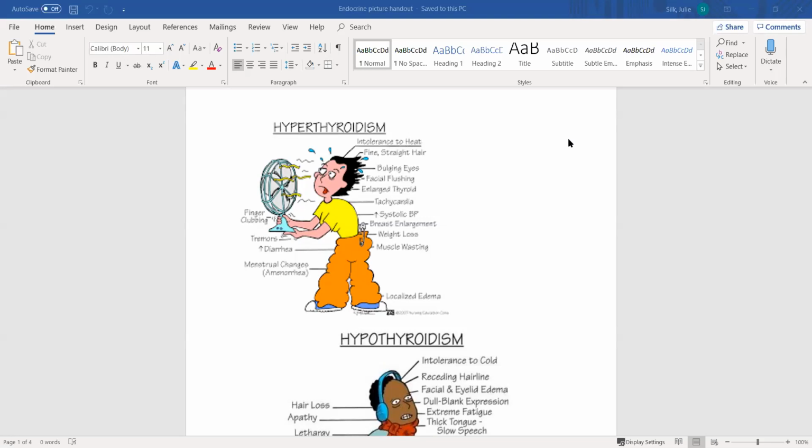Some of the other things with this: tachycardia would be one thing. So our heart's working overtime. It's working really fast because it's part of our metabolism. Our blood pressure might be up. We might have tremors associated with this. We might have diarrhea associated with this. Because again, think everything's kind of speeding up and working overtime, right?